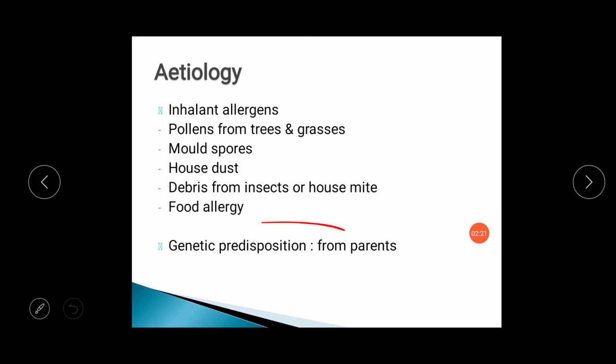There is also some genetic predisposition in this type of patient. So whenever one or both of a patient's parents have symptoms of allergic rhinitis, the children are also prone to develop allergic rhinitis in their lifespan.